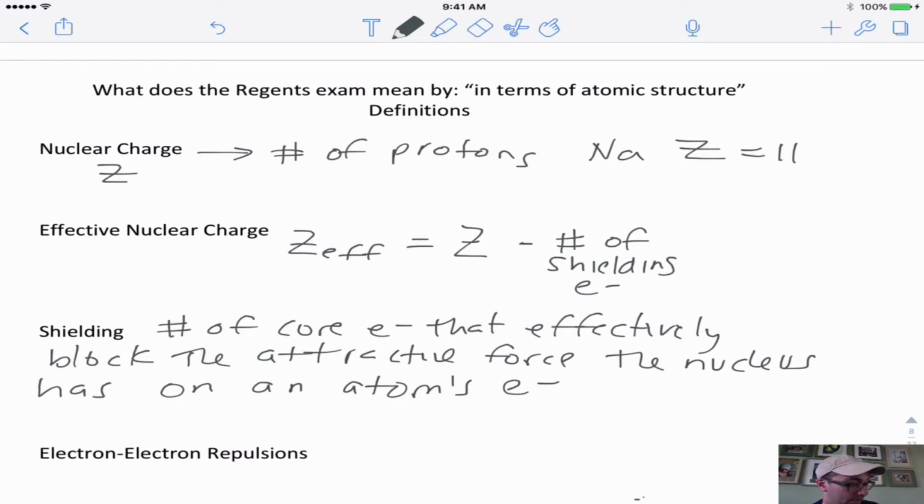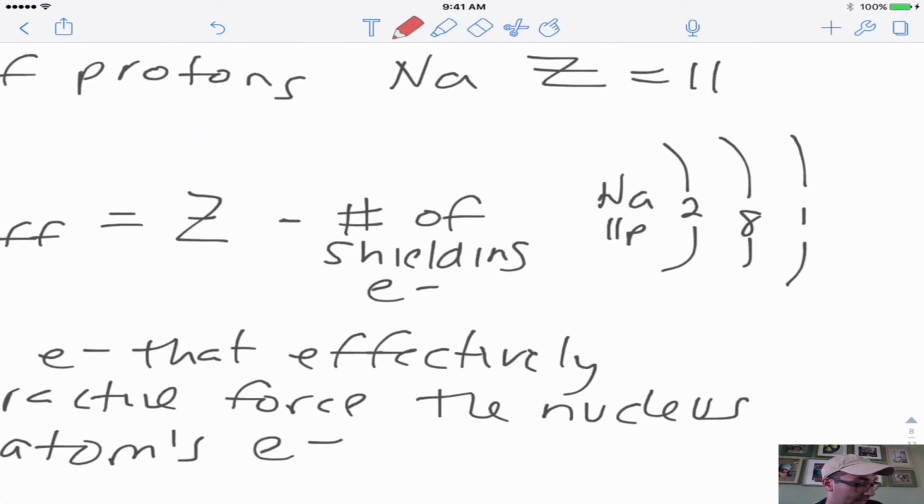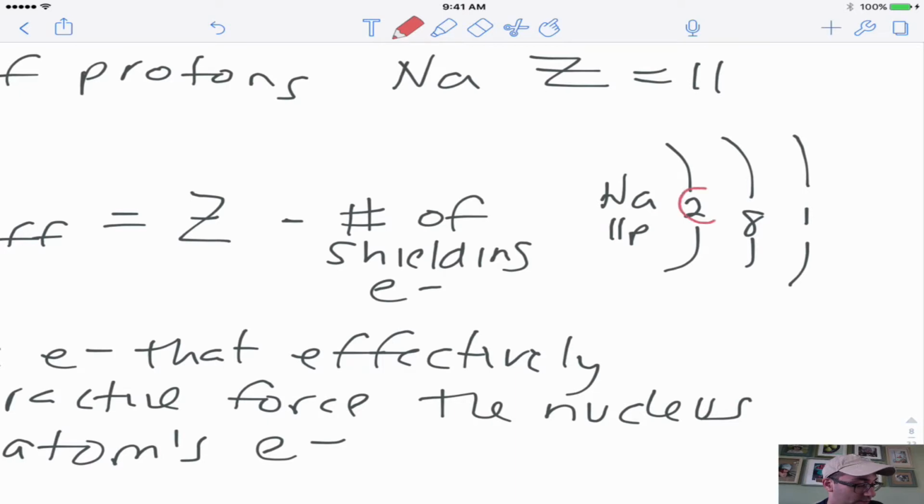So if I were to look at something like sodium again, with its 11 protons, and if we just look at energy levels 2, 8, and 1, we can calculate the Zeff for each of those. And so if we were to do that here, the 2 electrons right here, they feel as though there's 11 protons pulling on them, and there's no shielding electrons. So their Zeff is actually going to be plus 11. They are very, very tightly attracted to the nucleus.